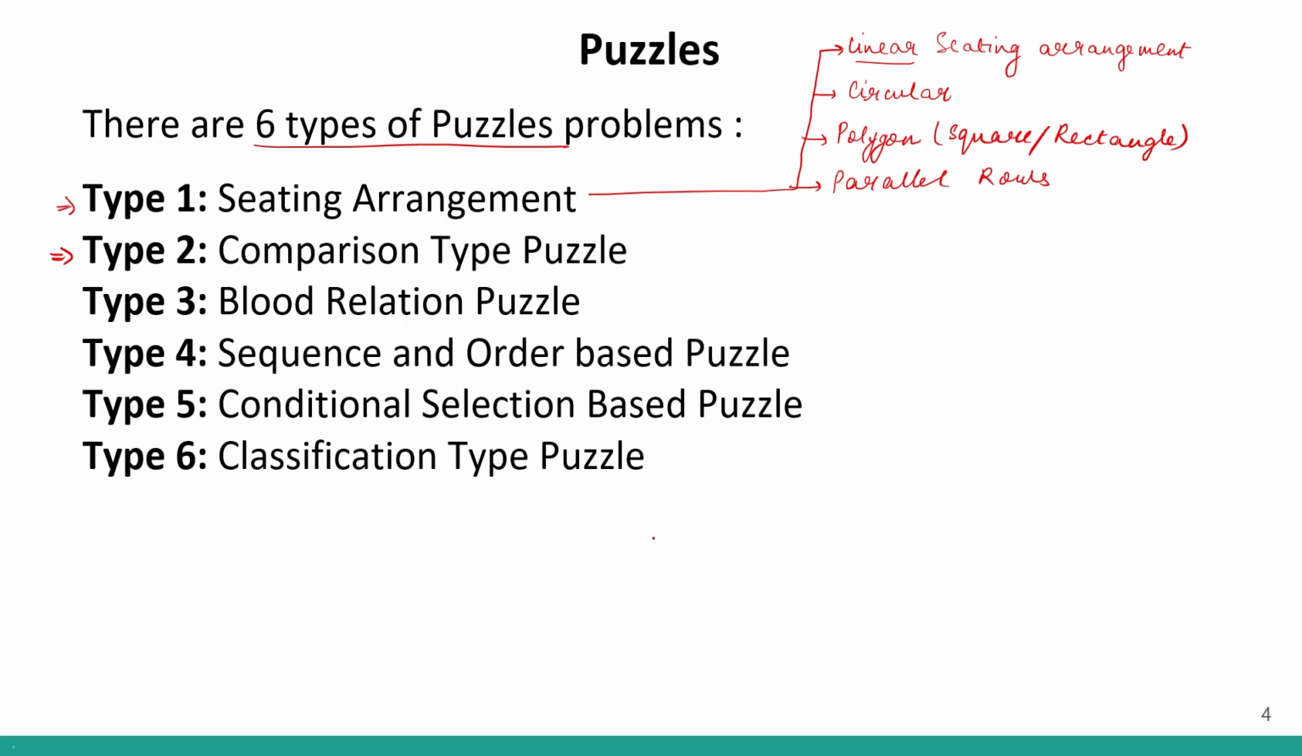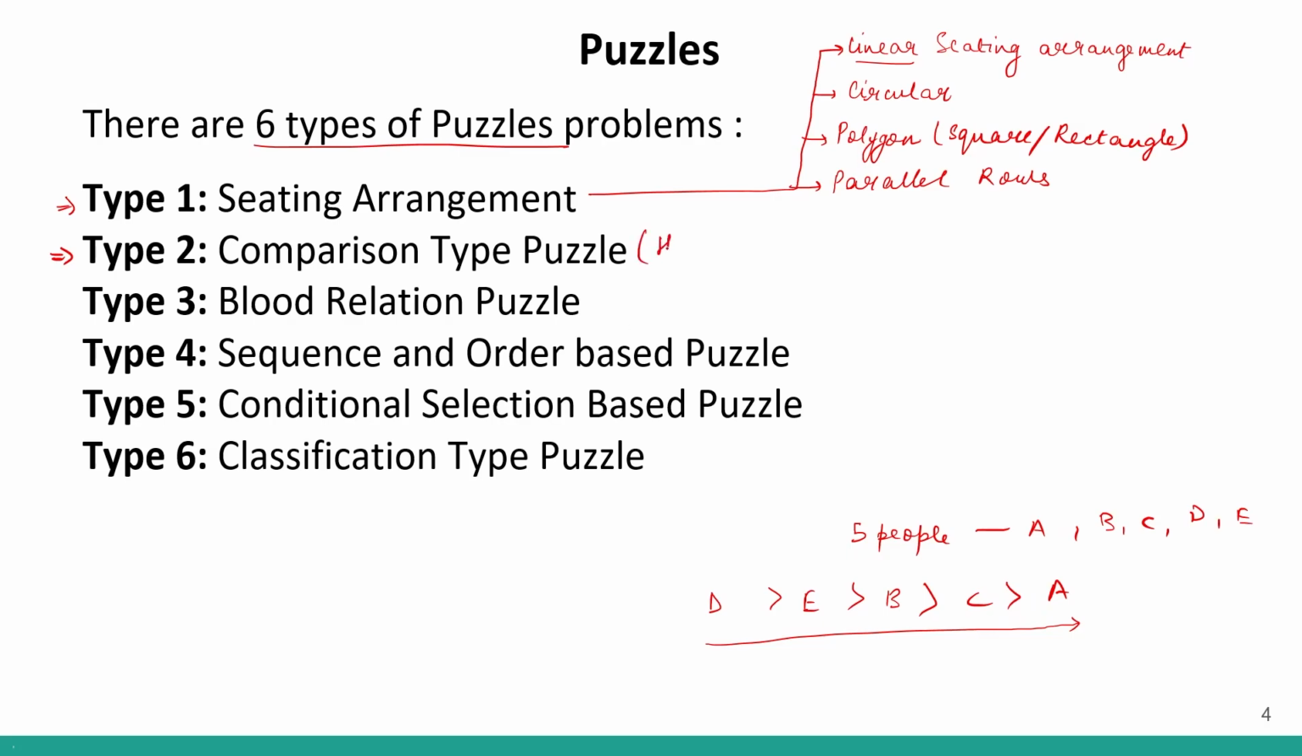Comparison type puzzle means, let's say there are five people, A, B, C, D, and E. It is given to us that D is taller than E, E is taller than B, B is taller than C, and C is taller than A. Let us say this is given to us. So now that we have arranged this, this is basically a comparison type puzzle.